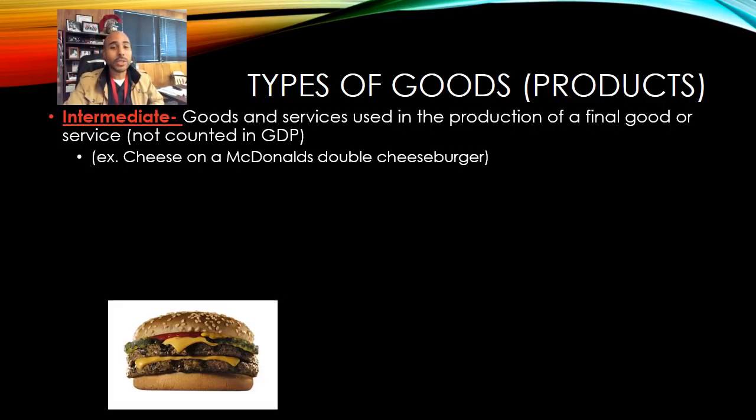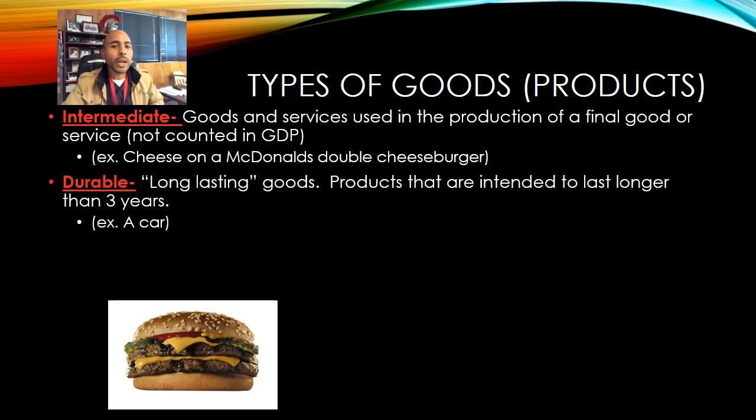So, intermediate goods are things that we use to create a final good or service. We only count final goods and services because we don't want to double count anything. Hopefully you remember GDP is a measure of what we produced. So we don't want to count the cheese and then count the cheeseburger because that would amount to double counting of the cheese, and we don't want that.